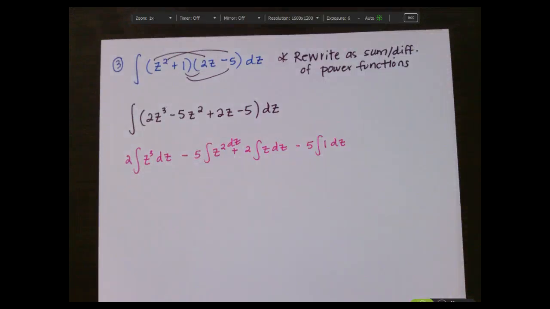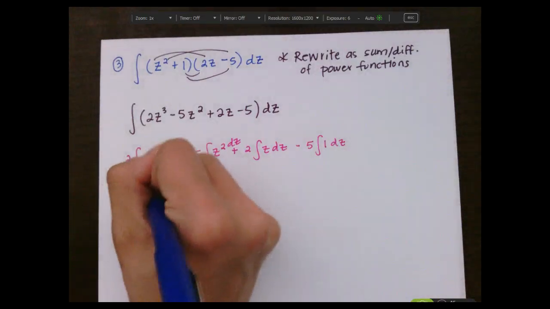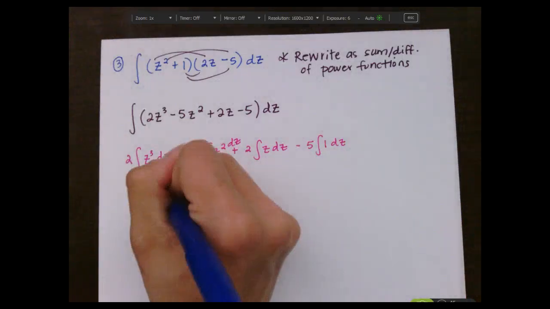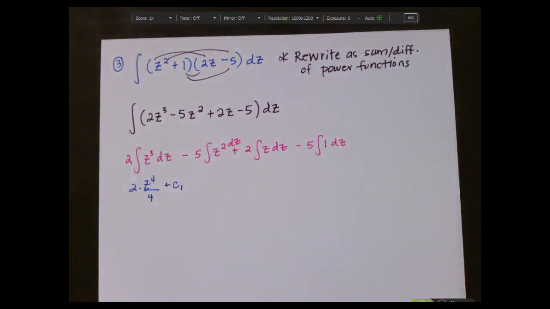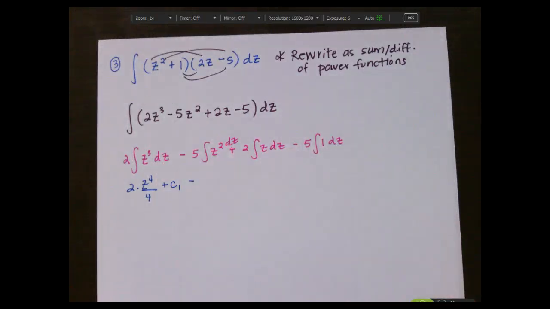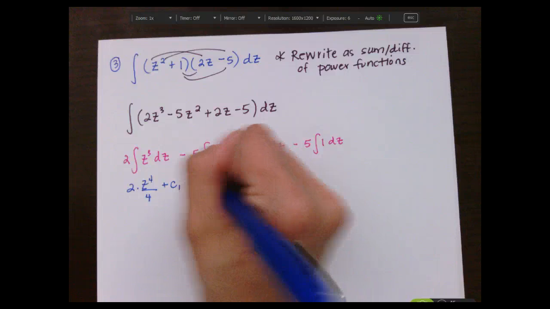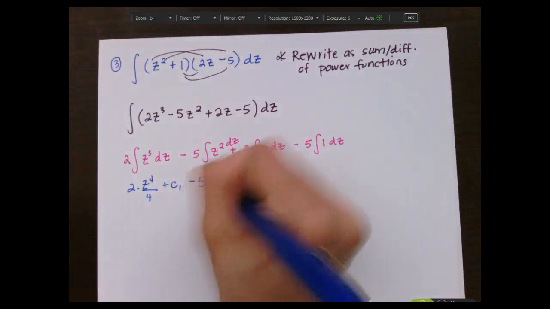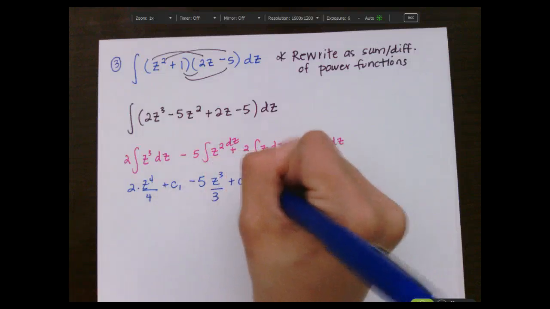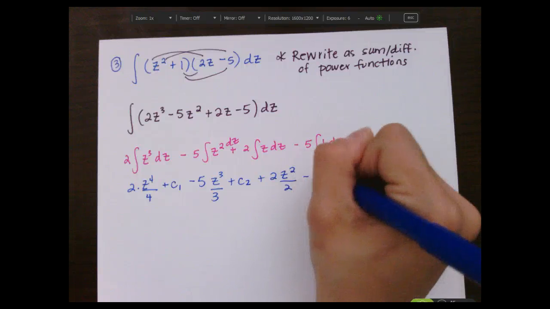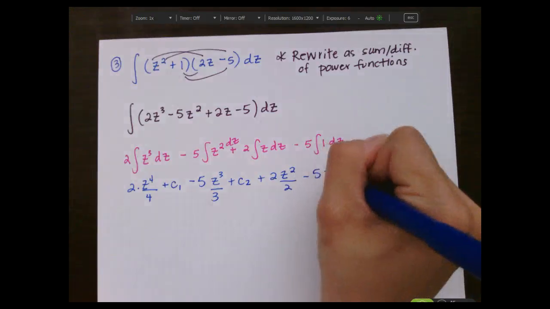Let's use the power rule. So I'm going to add 1 and divide, multiply by my constant multiple. Don't forget to add c. Again, you can do it at the very end, you just can't forget about it, which is easy to do. Then we'll have minus 5 times z cubed over 3 plus 2z squared over 2 minus 5z.